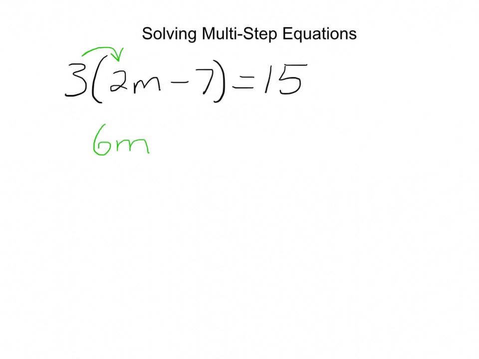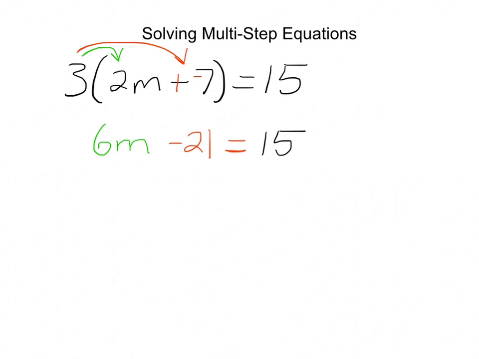Remember that when you multiply two different terms, you multiply the coefficients. The next step would be to take the 3 and multiply it by negative 7. Now remember, if this is too confusing and it looks like a subtraction problem, you can always change the minus 7 to a plus negative 7. And that's okay to do. It doesn't change the value of the equation. So if I multiply 3 by negative 7, I'm going to end up with negative 21. So I now have 6m minus 21 equals 15.